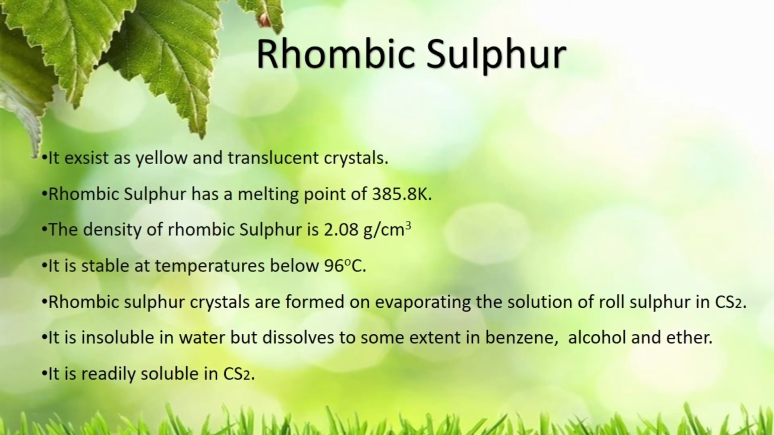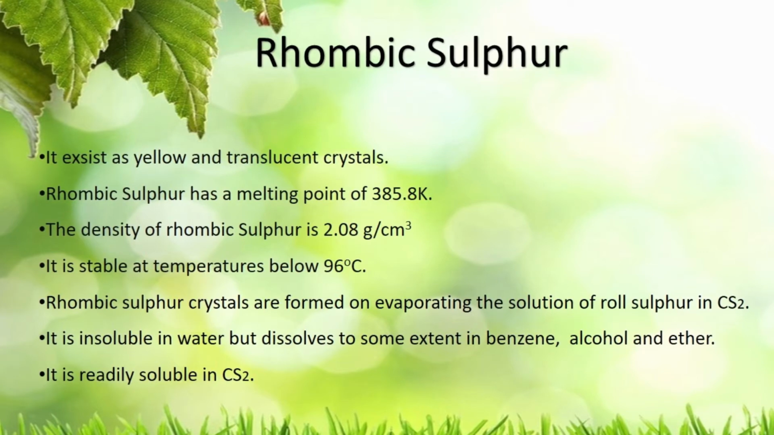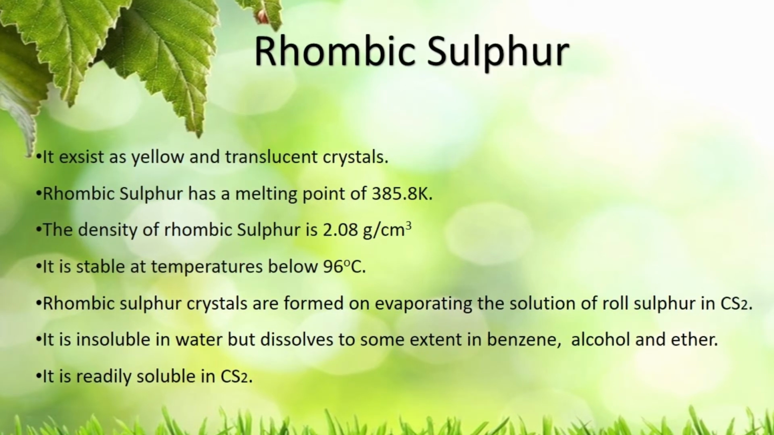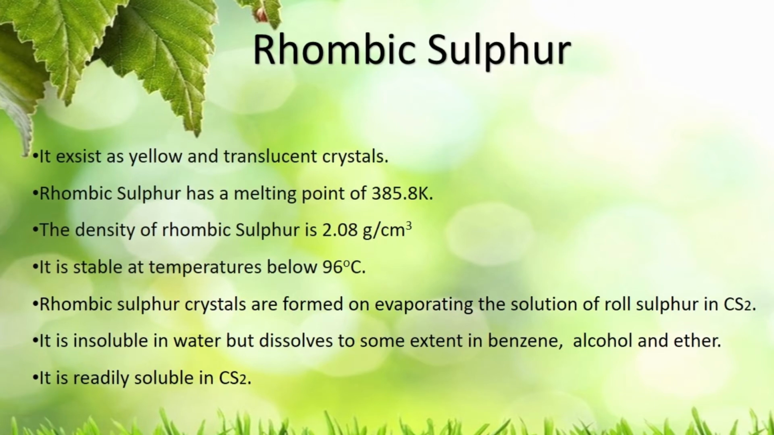The mixture of powdered sulfur and carbon disulfide is then filtered. The filtrate is then kept in a small beaker covered with a filter paper. The carbon disulfide will slowly evaporate, leaving behind the large octahedral crystals of rhombic sulfur. Now let's learn about the properties of rhombic sulfur.